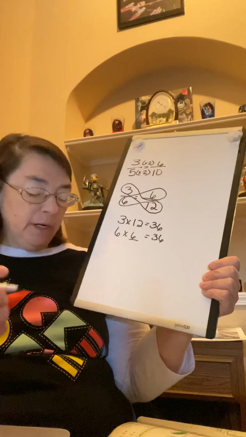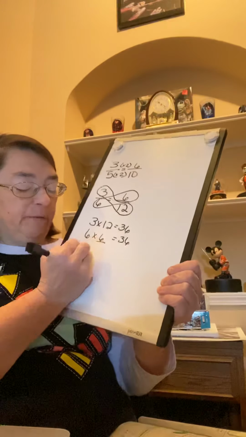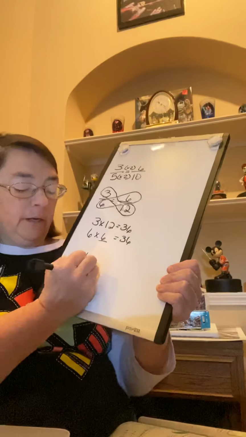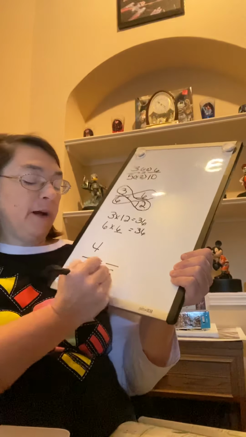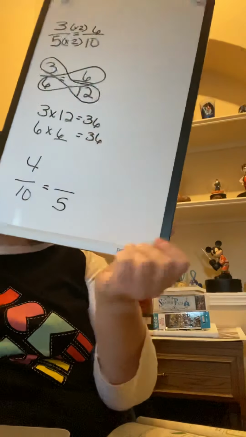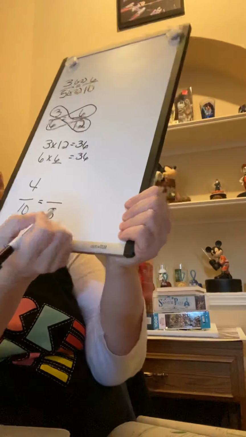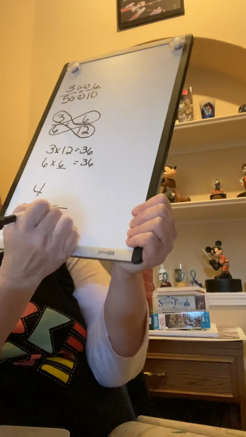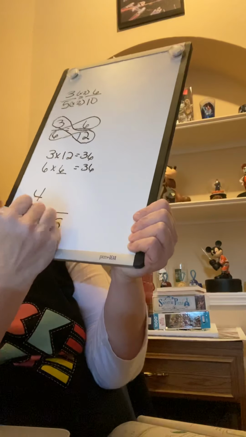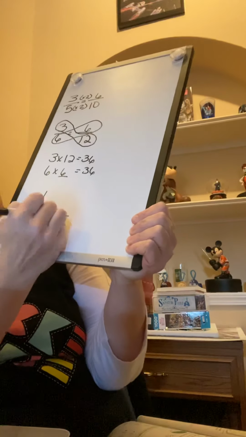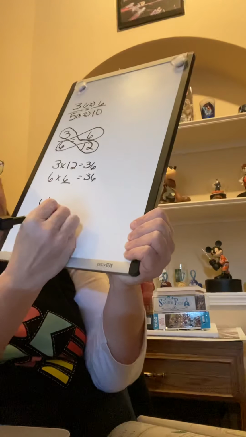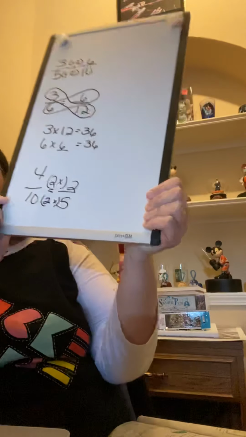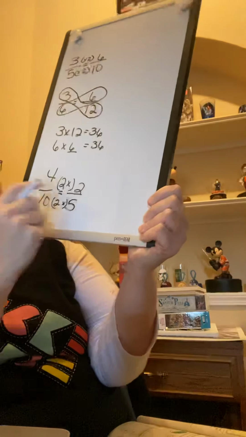Now, we're moving on to number 5. Number 5 said 4 over 10 equals blank over 5. Now, some of you did what I told you to do. When you've got the smaller number on this side, you work backwards. So it'd be times 2. So what times 2 gives me 4? You got 2. Some of you got 8 here.